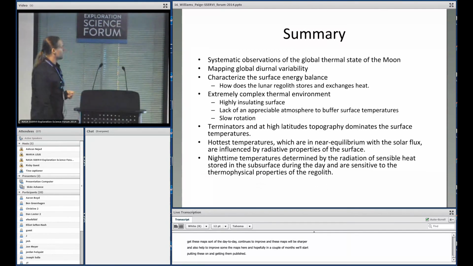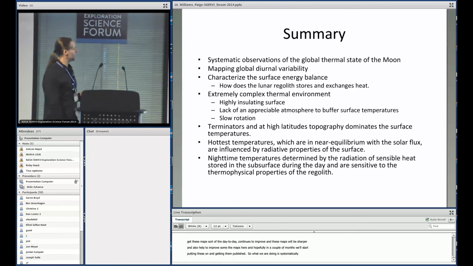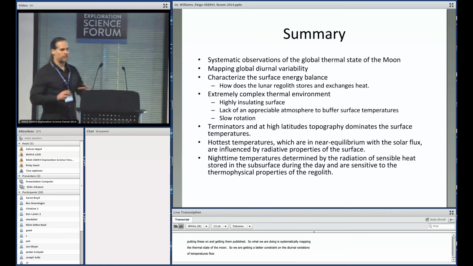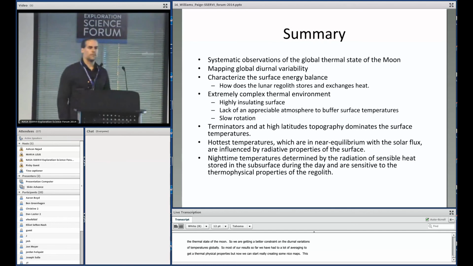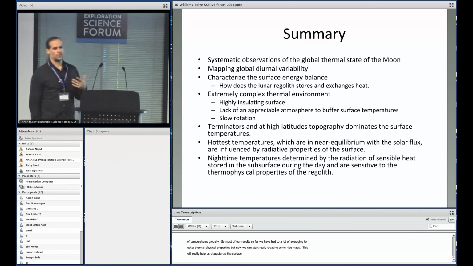So what we're doing is systematically mapping the thermal state of the moon, and so we're getting a better constraint on the diurnal variations of the temperatures globally. Most of our results so far, we've had to do a lot of averaging to get at the thermal physical properties, for example. But now we can start really creating some nice maps. And this will really help us characterize the surface energy balance of that regolith and how that regolith is exchanging heat as a result of solar forcing.